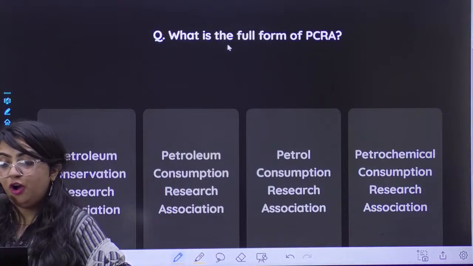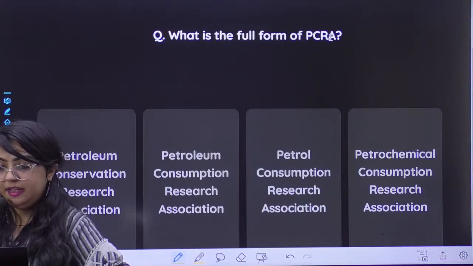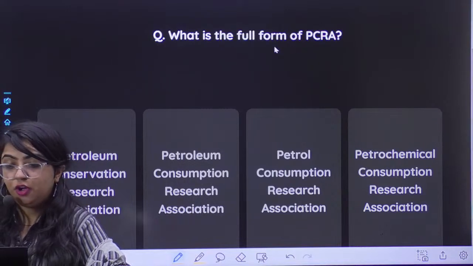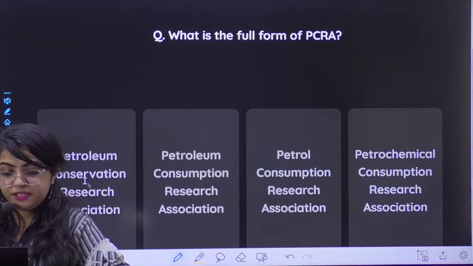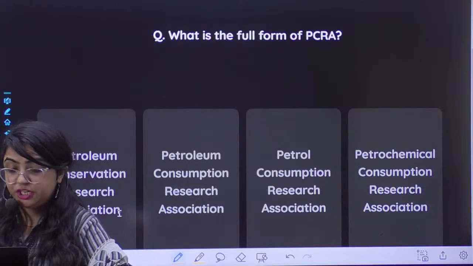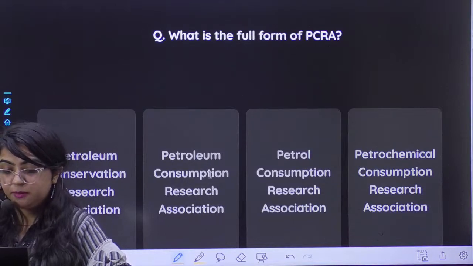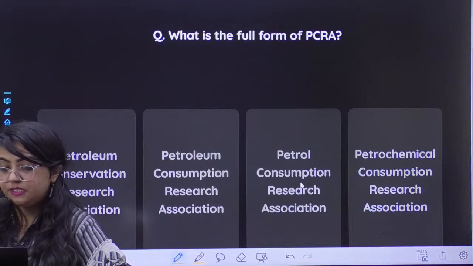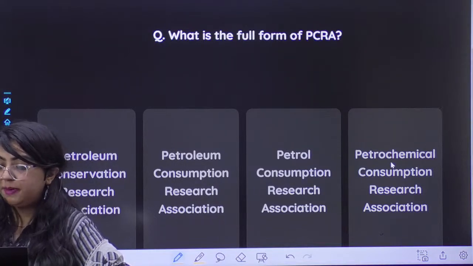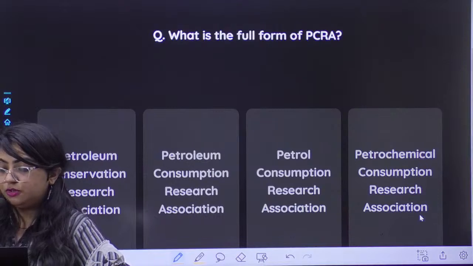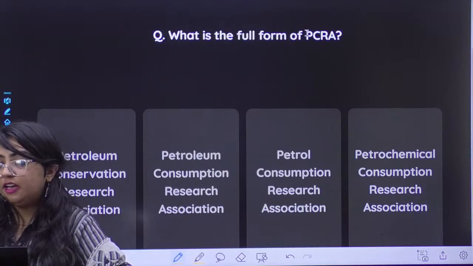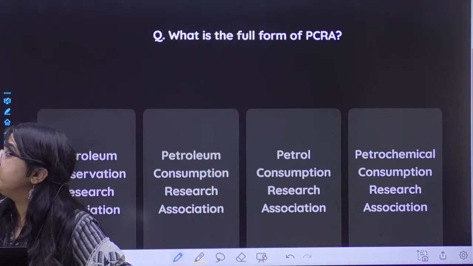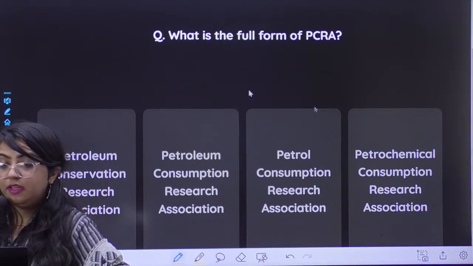What is the full form of PCRA? We need to find what PCRA stands for. Petroleum Conservation Research Association, Petroleum Consumption Research Association, Petrol Consumption Research Association, or Petroleum Consumption Research Association. Please find the correct full form of PCRA out of the given four options.